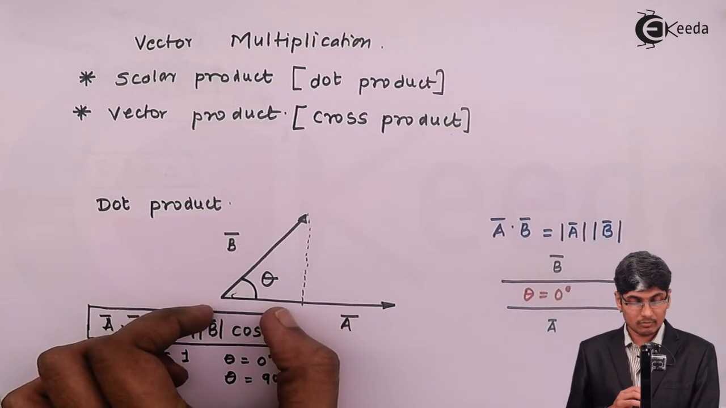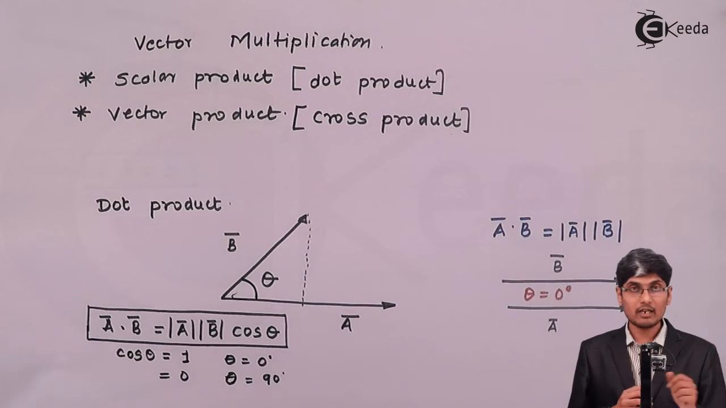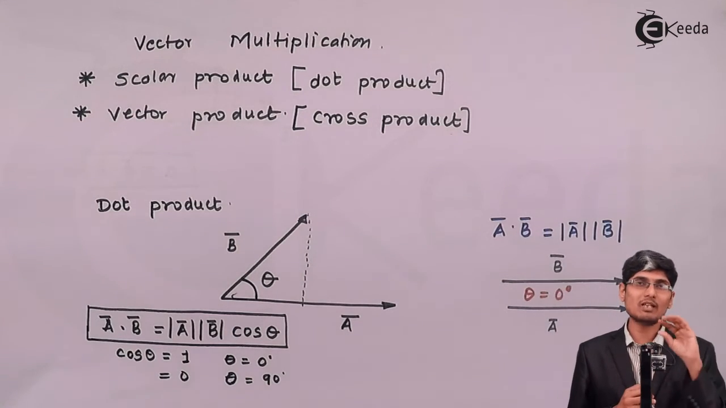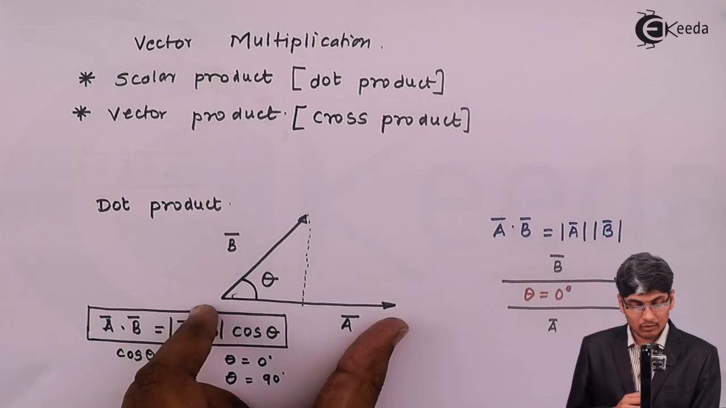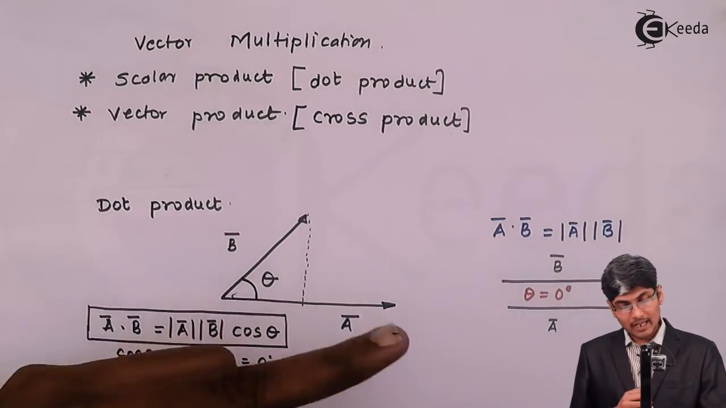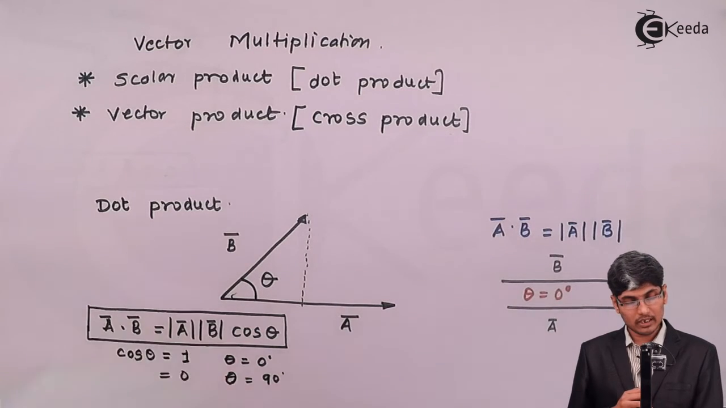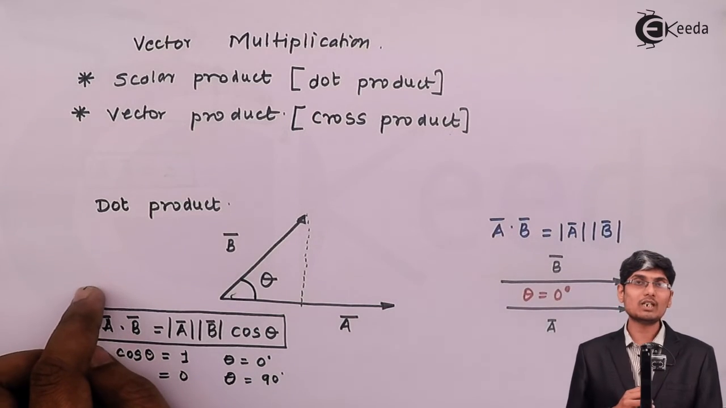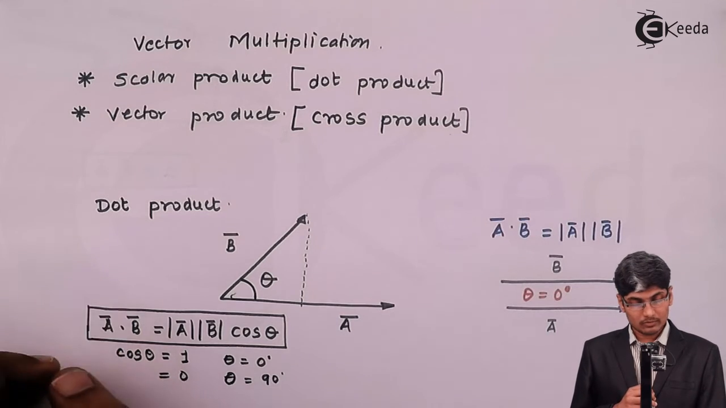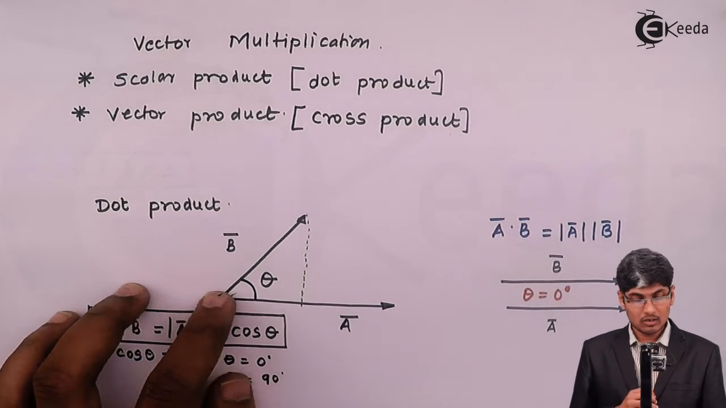If this magnitude is this much, there will be 100% overlap of A by B, but B will not be 100% overlapped. There will be some portion of B, right? So magnitude of A is important. Magnitude of B is important. And the angle between them. If they are 180 degrees, that means if it is going like this, what will be the shadow or what will be the projection? Okay, so this way we will define the dot product.